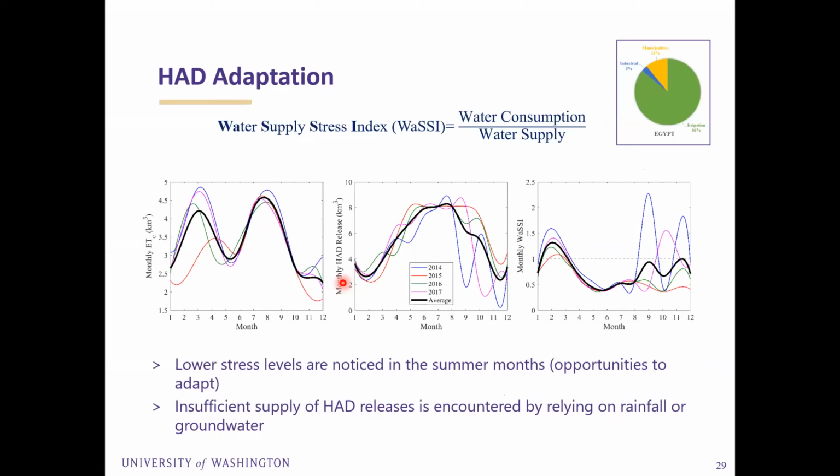The way I followed here is using a stress index called the water supply stress index. Basically, this is an index relating the water consumption in the downstream to the water supply. And as I said in the beginning, the water consumption in Egypt is mostly used by irrigation, so I focus here on the irrigation water use. And what is the water supply? This is basically the High Aswan Dam release. If you are thinking about the water use in Egypt, most of the water is supplied by the High Aswan Dam. So the water supply would be the High Aswan Dam release, and the water consumption would be the irrigation water used in the downstream.